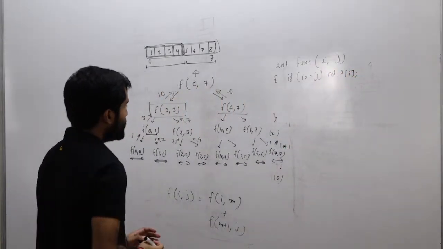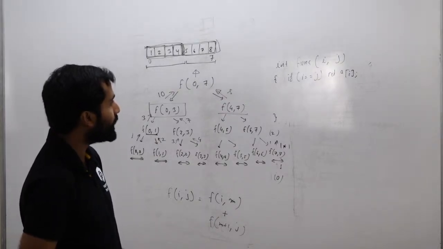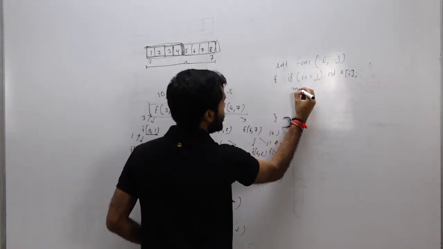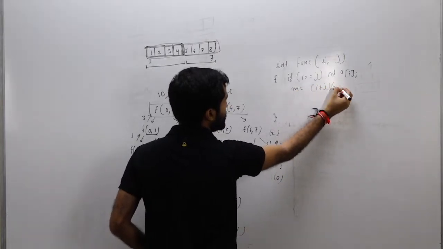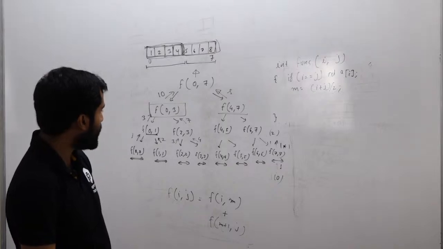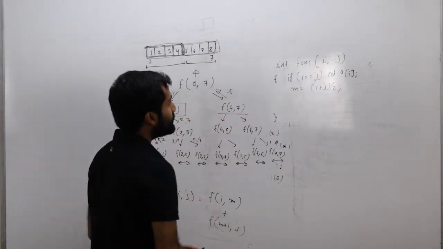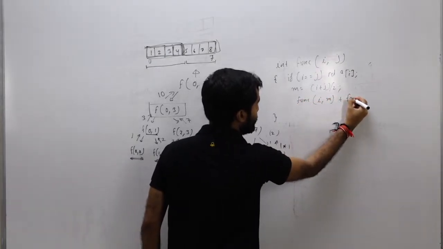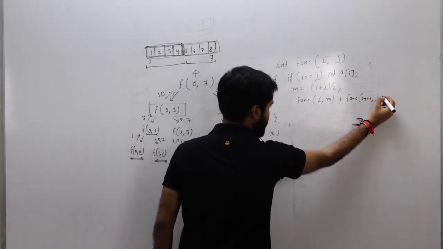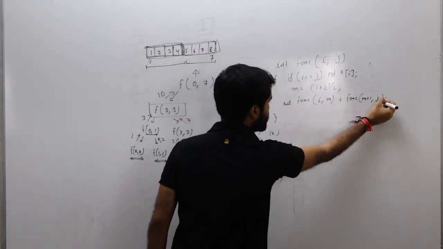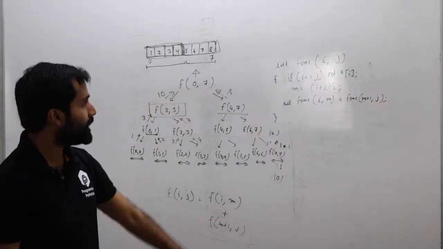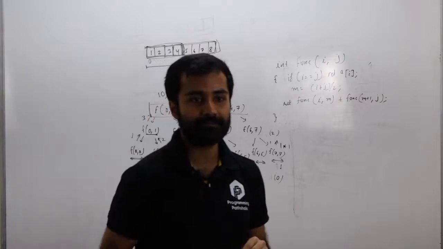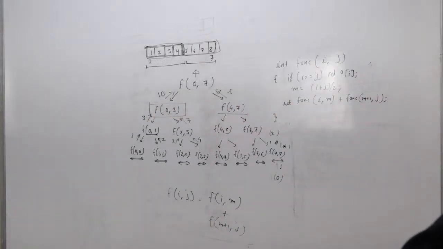Otherwise, what do you want to do? Otherwise, you first want to figure out the middle point. So the middle point is (i plus j) by 2. And after that, you want to first make a call to the left half, and then you want to make a call to the right half. So you want to make a function call for i to m, and then you want to make a function call for m plus 1 to j and return this value. So this is the code. Can you guys relate with the code? Do you see that the logic is very consistent with the lines of code?